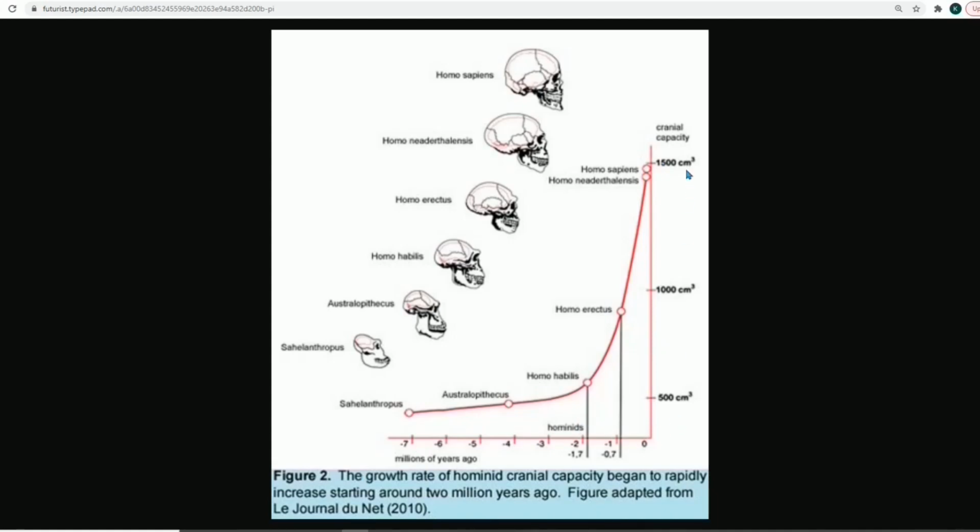The brain size tripled. The body size didn't rise that much, in some cases not at all, but the brain size tripled. Seemingly nothing was happening for a huge amount of time, and then suddenly in a very short time the brain size just tripled. And this process has not stopped.